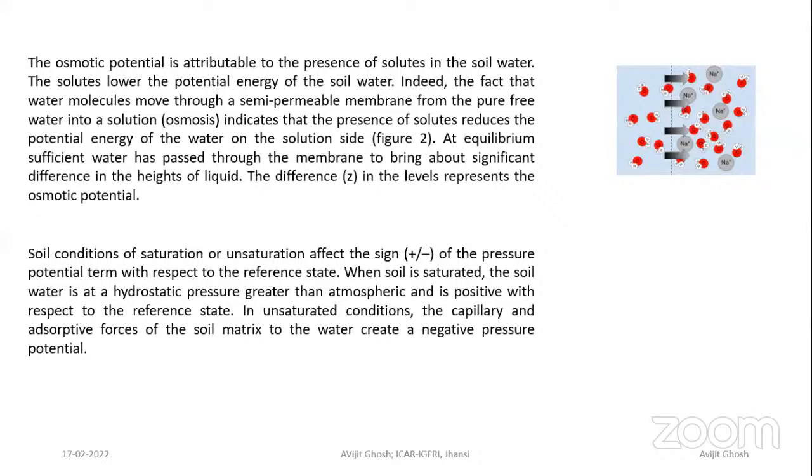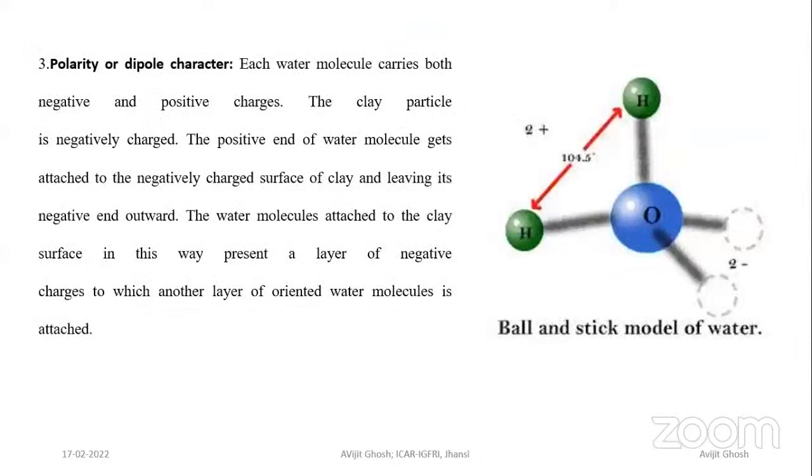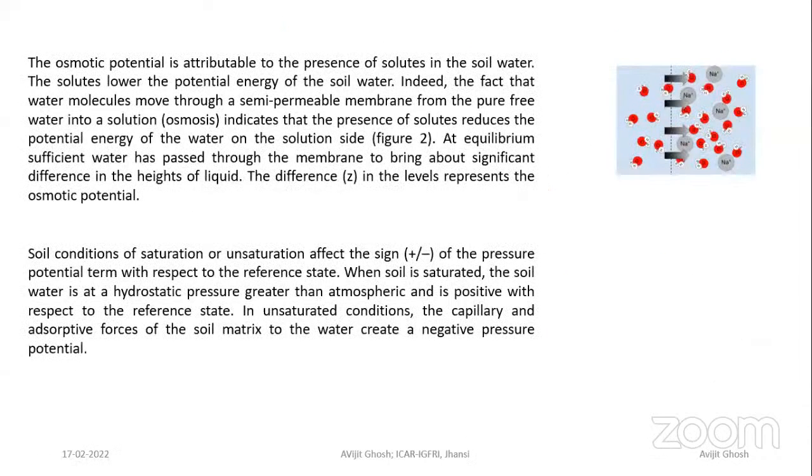Osmotic potential arises due to the presence of salts or any solutes in the soil water. For example, if you add any salt, it has a cationic part and an anionic part. Water is a dipole, as I told earlier. It has oxygen as the negative part and hydrogen as the positive part. So if you add any cation and anion, for example sodium chloride, we have added sodium chloride.